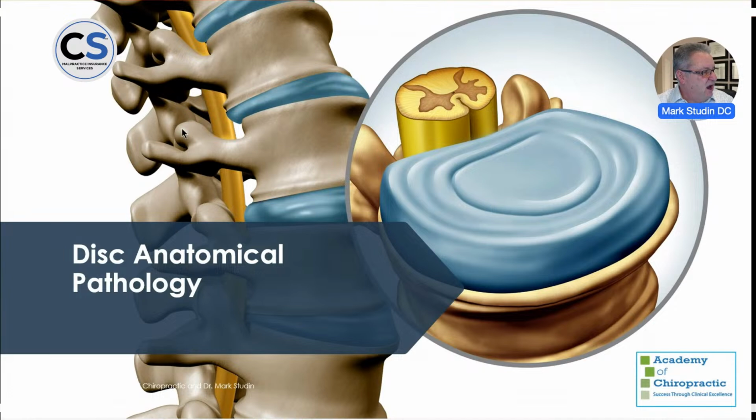Here's your facets lining up. This is your bone, your disc, your bone. And this is the nucleus pulposus on the inside and the annulus fibrosus on the outside. And these are your lateral horns in the spinal cord, and that's the facet.